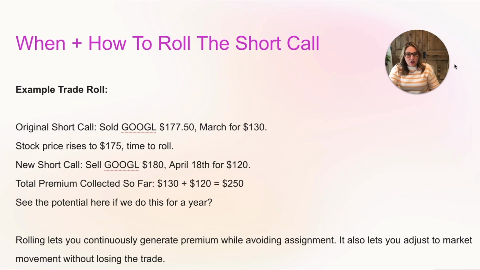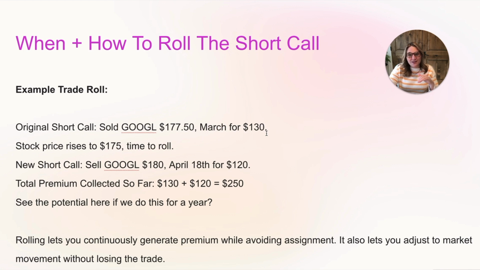This slide is where we start to see the potential of how the diagonal spread works. Okay, so if we buy our leaps, and we sell our first call against that leaps, our original short call that we're going to sell is the Google 177.50 on March, that expires on March 28th, for $130 in premium. Then we make $130 in premium right off the bat.